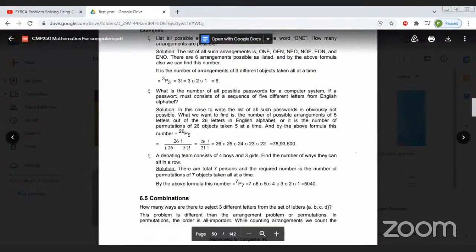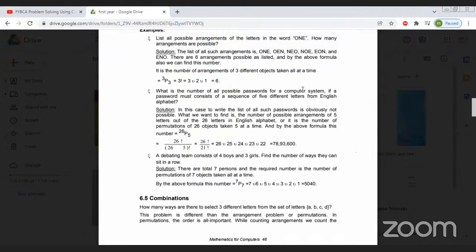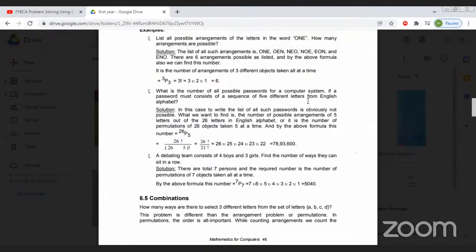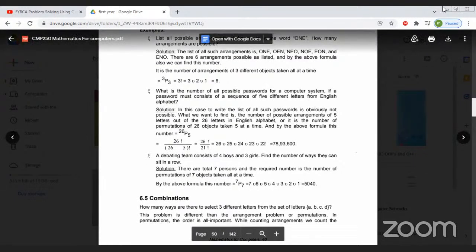See, what is the number of possible passwords for a computer if a password must contain a sequence of 5 letters from the English alphabet? Now the password should be of how many forms? 1, 2, 3, 4 and 5 letters. And it should belong to the English alphabet. English alphabet means 26 alphabets are there in total.